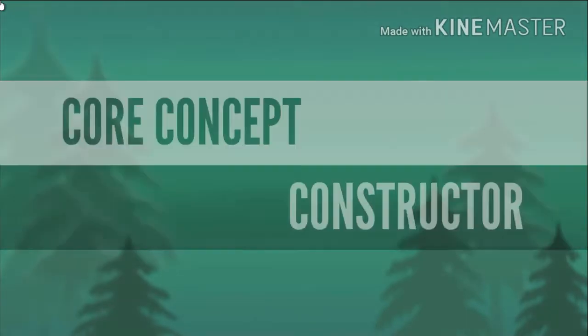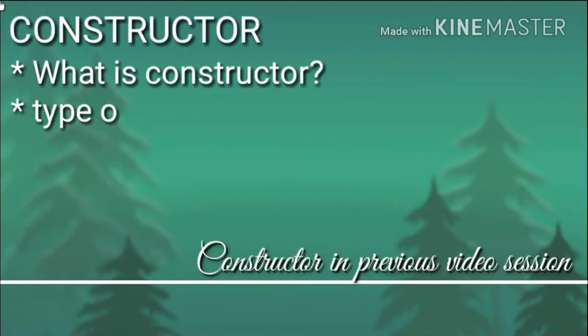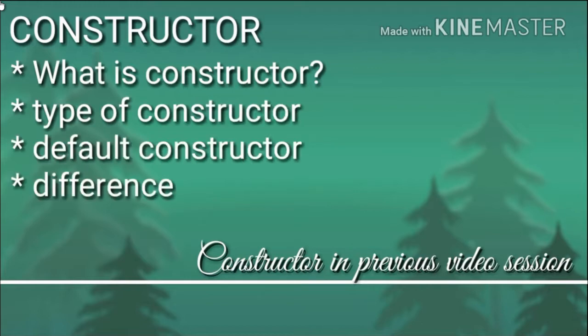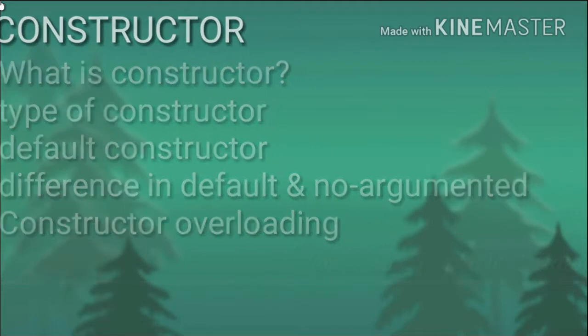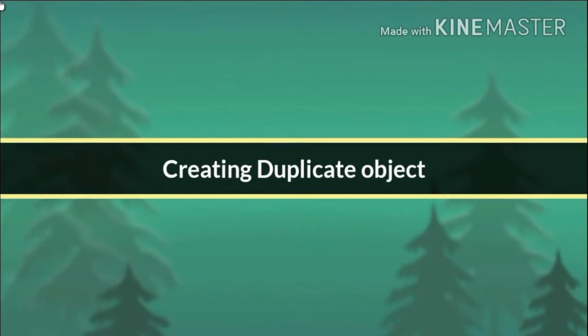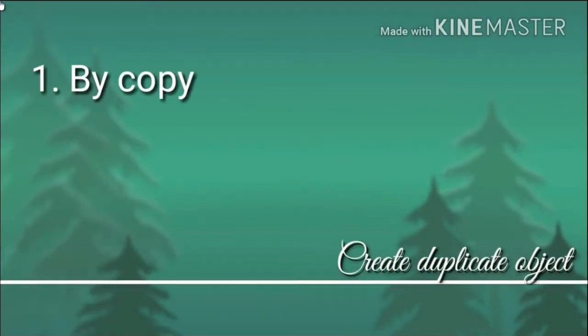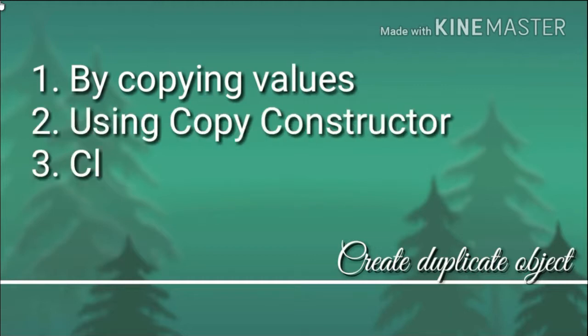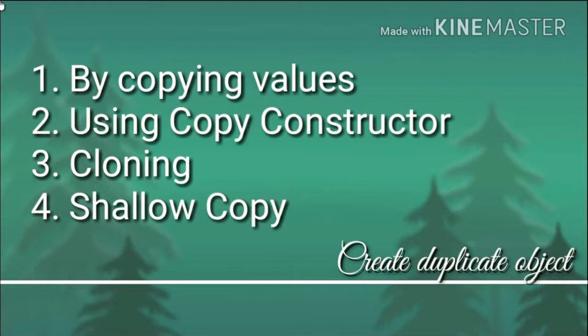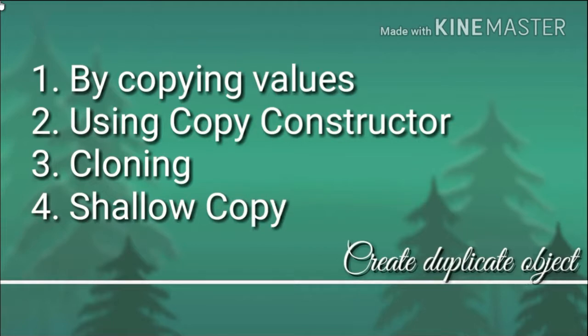In the previous video session, I have already discussed in detail what a constructor is, the types of constructor, the default constructor, the difference between a default constructor and a no-argument constructor, and constructor overloading. In this session, I will talk about how to create a duplicate object. It is possible by copying values using a copy constructor, using the cloning method, and by shallow copy.